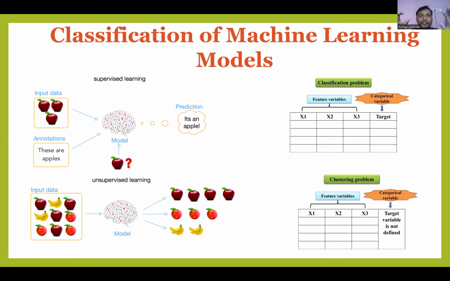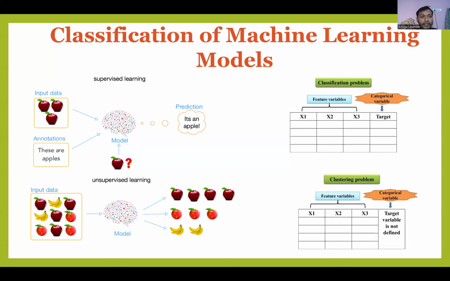In statistics, we call them dependent variable and independent variable. Similarly in machine learning, the dependent variable is called the response variable, label, or target variable. Three names are there for the dependent variable. The independent variable we call features.